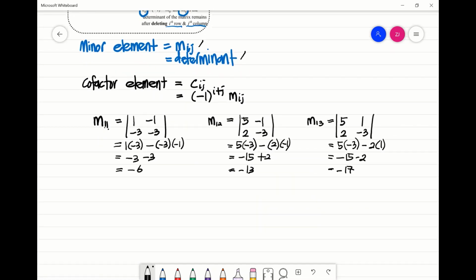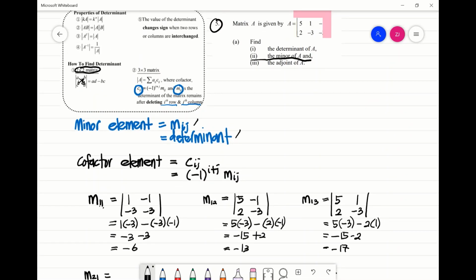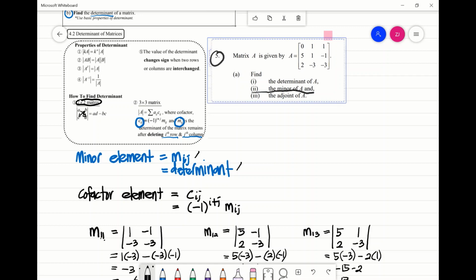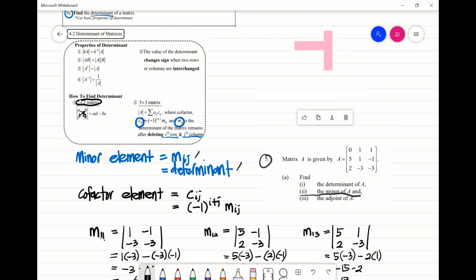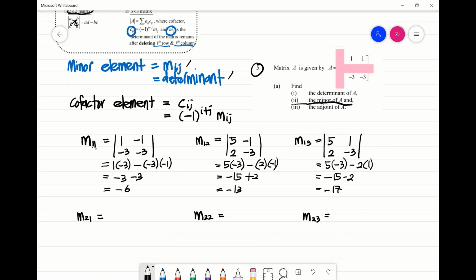Then what about M21, M22 and M23? Again, we are going to do the same thing. We close the respective row and column in order to find the elements that remain. Now let's move here. We are going to close the second row, then close the first column. Now let's see what elements remain.